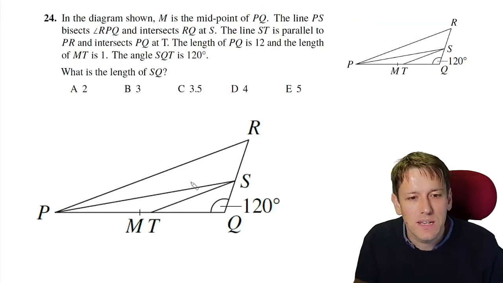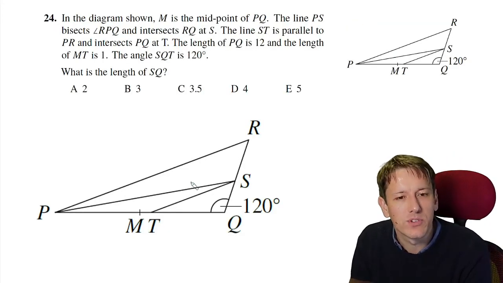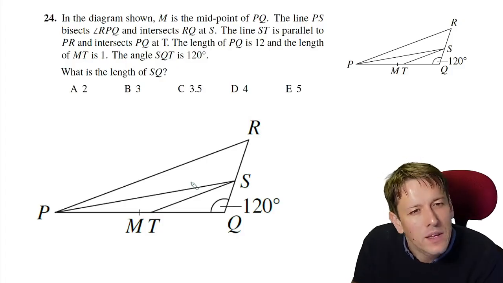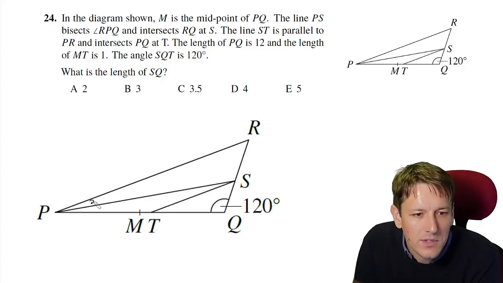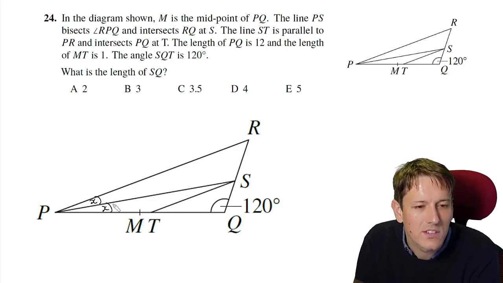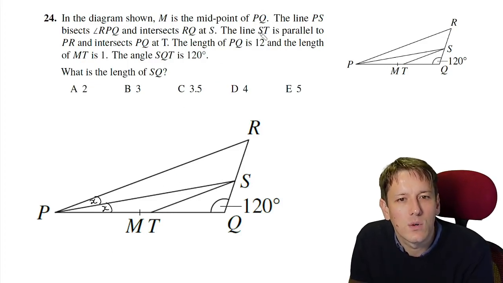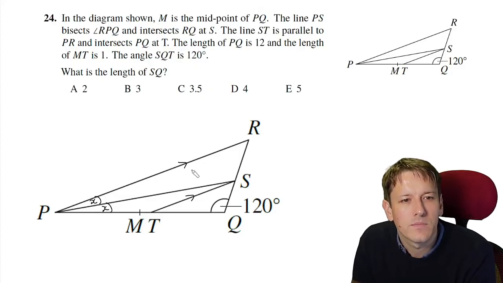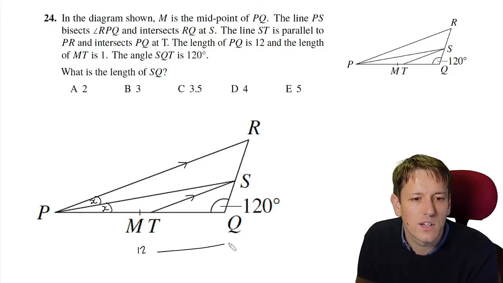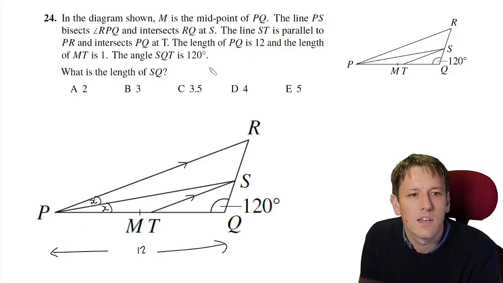So for this question, I've just made a bigger copy of the diagram here, and we will just go through the question and annotate it slightly. So in the diagram, M is the midpoint of PQ, okay? The line PS bisects angle RPQ. So actually I'm just going to label this one X, and then this one will be X as well, and that's bisecting it. So the line ST is parallel to PR, so this one and this one are parallel, and intersects PQ at T, okay? The length PQ is 12, so that's that whole length across here, and the length of MT is 1, okay?